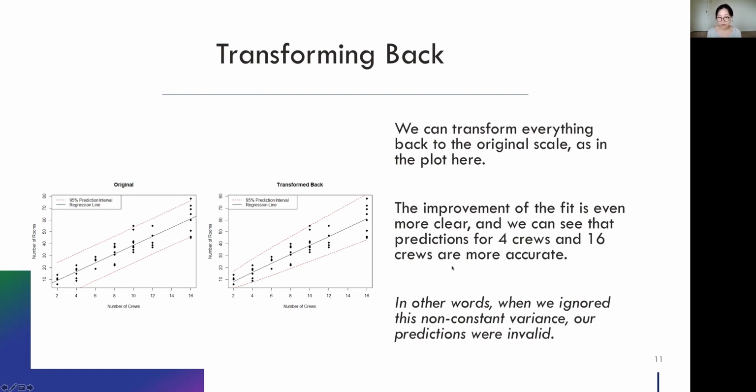So if we ignore this non-constant variance and do the regression model like this and get your prediction interval, it's not really accurate, right? When the non-constant variance gets really severe, the prediction is really invalid, and the prediction interval will be narrower compared to your real data. So by doing this transformation, it helps a lot. It gets you back to the right model.